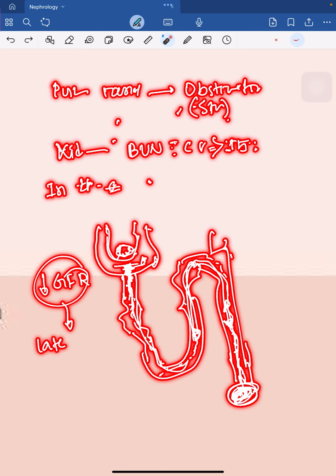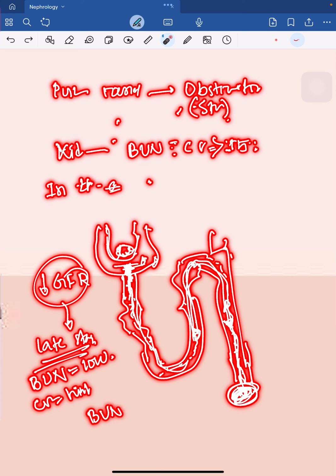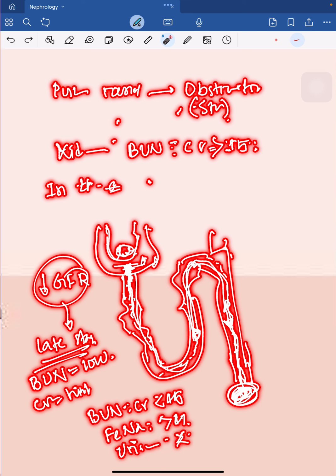And in the late stage we find blood urea nitrogen is low, as urea cannot be reabsorbed properly, and the creatinine ratio should be high. So the blood urea nitrogen to creatinine ratio should be less than 15, and fractional excretion of sodium also more than 1%, sodium will be excreted, and lastly urine osmolarity also less than 500 milliosmol.